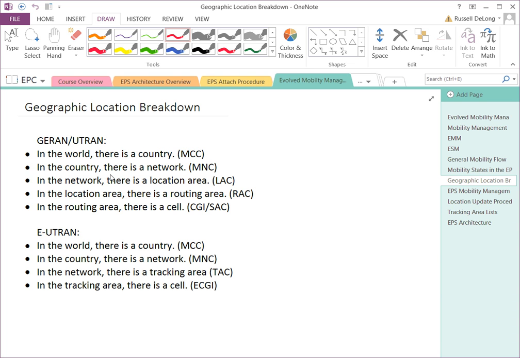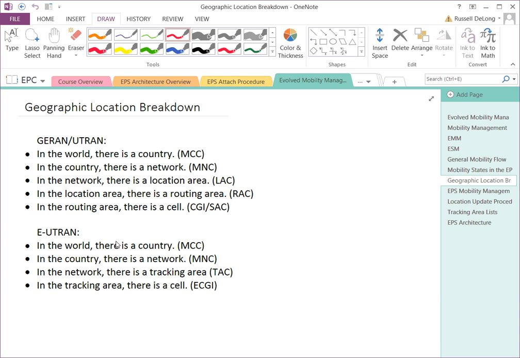Within that network, there is a location area, or a logical group of cell sites. Within the location area, there is a routing area, which is sort of a subset logical group of cell sites. Just a point to note, the routing area is specific to packet switch services. You will never deal with routing areas at an MSC/VLR level. And within a routing area, there is a cell, a CGI, for a GSM traditional network, and an SAC, or a serving area code, identifying a specific cell within a UMTS network.